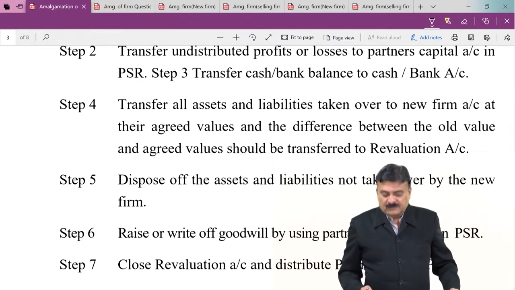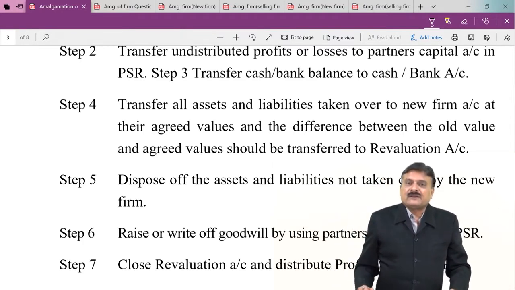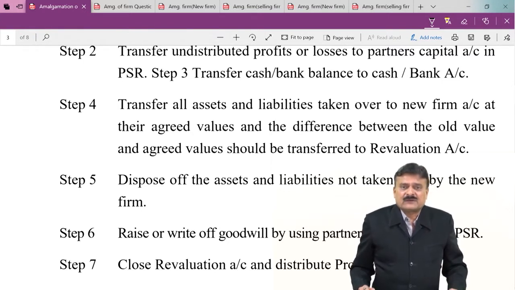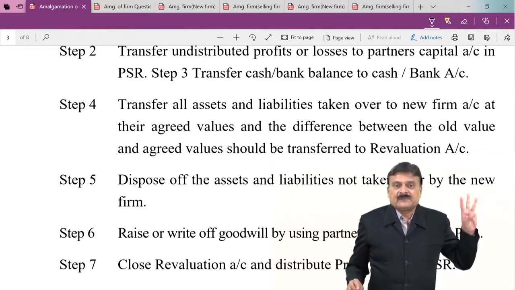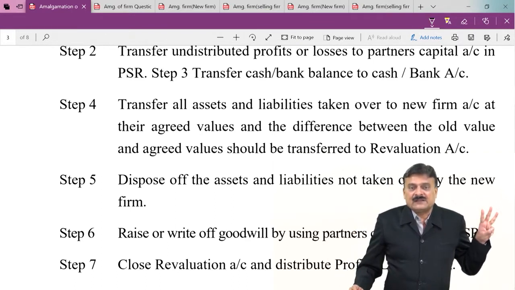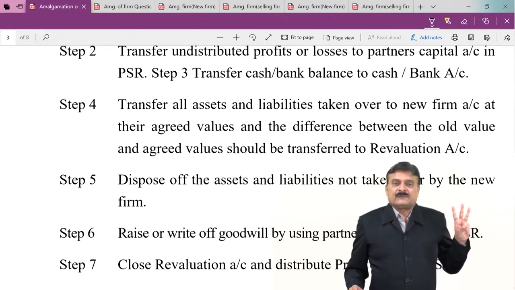The difference between the old value and agreed value should be transferred to revaluation. You know it. CA foundation, admission, retirement you did, even death. Revaluation account, debit side will show decrease in asset, increase in liability and increase in provision for doubtful debts. Credit side will show increase in assets, decrease in liabilities, and last one will be decrease in provision for doubtful debts.